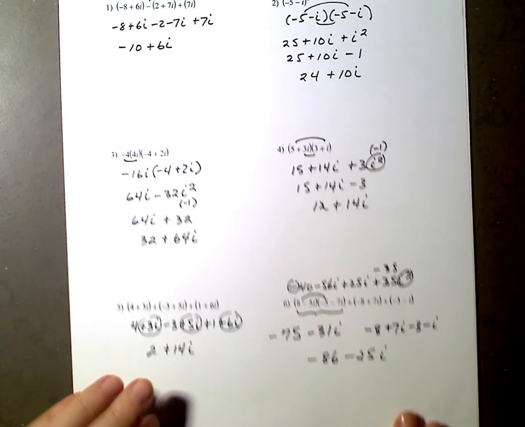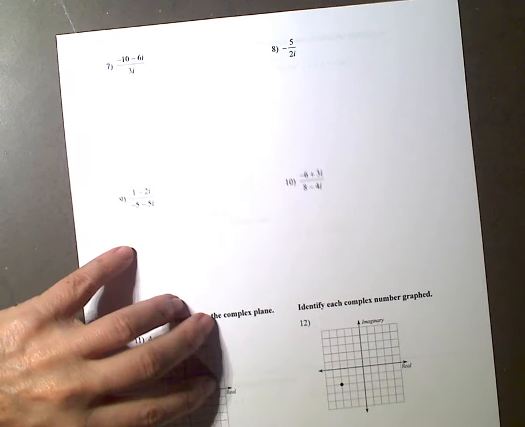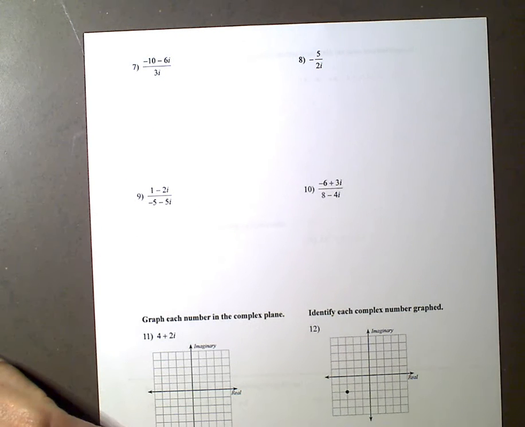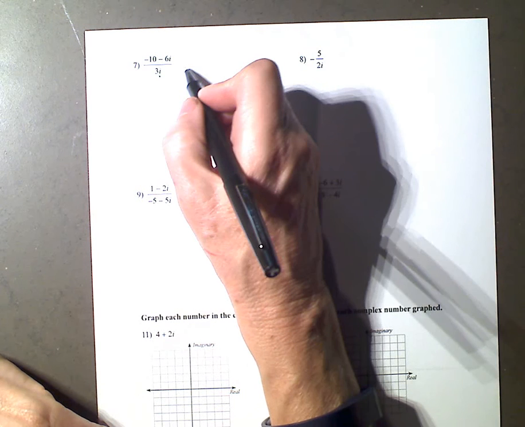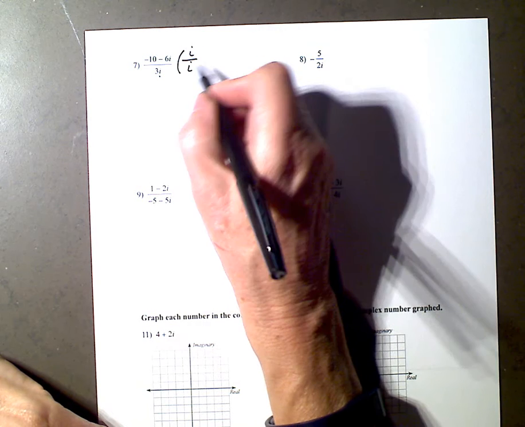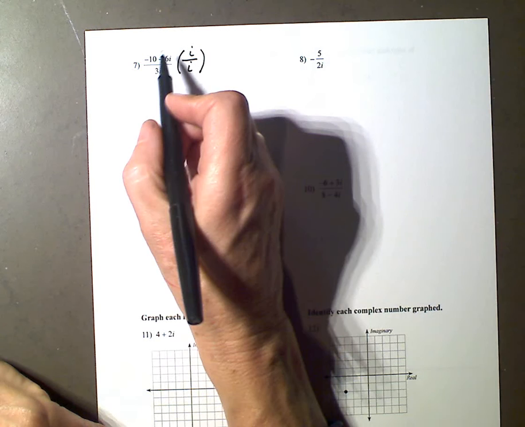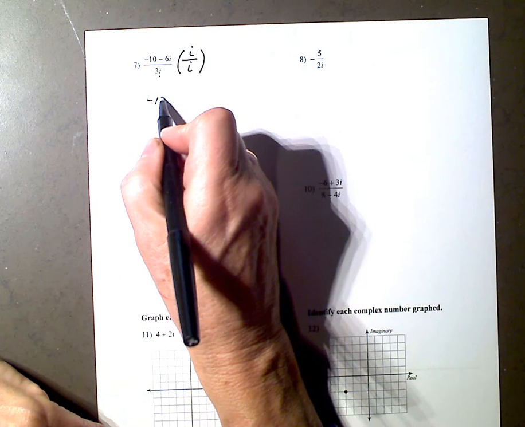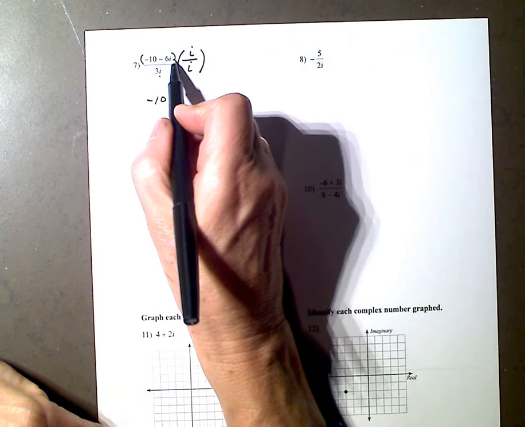Okay, so moving on to number 7. I've got to simplify this rational expression here, and I see that I have an i in the denominator, which is like having a radical in the denominator, so I'm going to get that out, multiplying this whole thing by 1 in the form of i over i. So I get a negative 10i in the numerator, because I have to distribute that, at minus 6i squared.